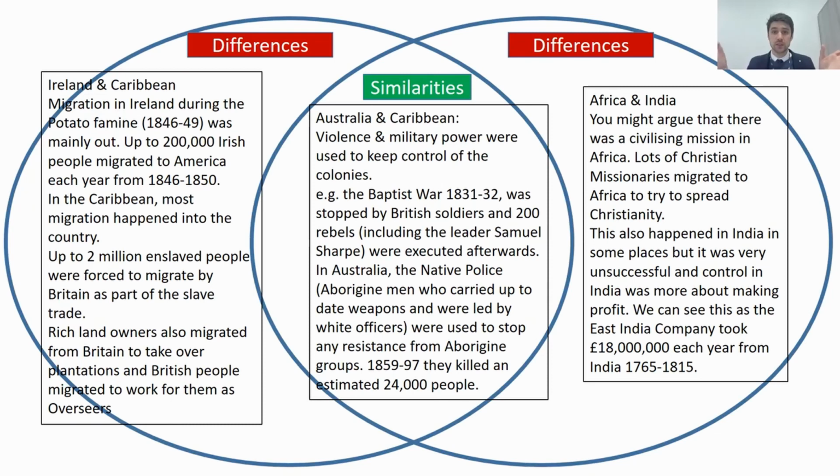You're going to write differences in the 2 outside ones, similarities in the middle. And I need you to think about colonies that are run in different ways, i.e., did they have a civilizing mission, or was there migration happening? And then similarities. For example, the most obvious similarity is that clearly every colony is really about making profit. But you need to also, as you'll see in my examples, give specific examples.